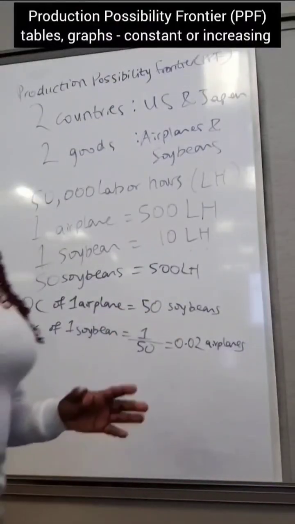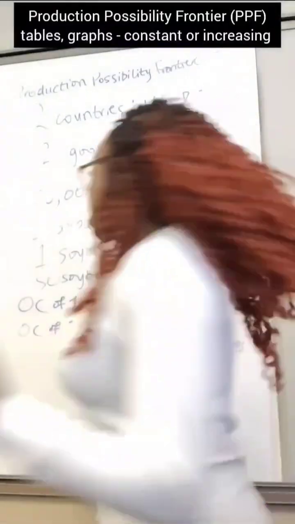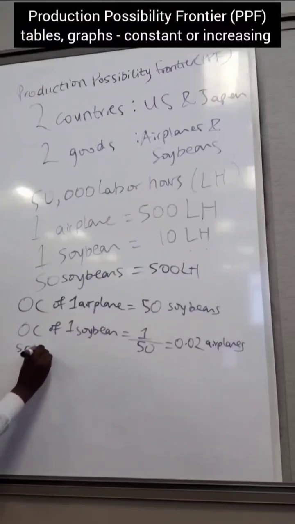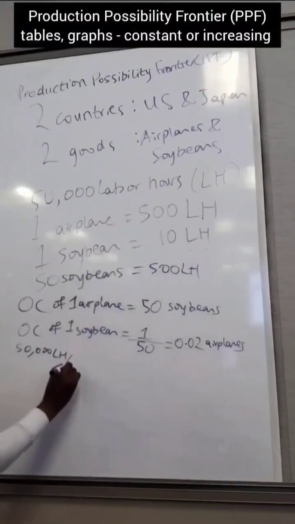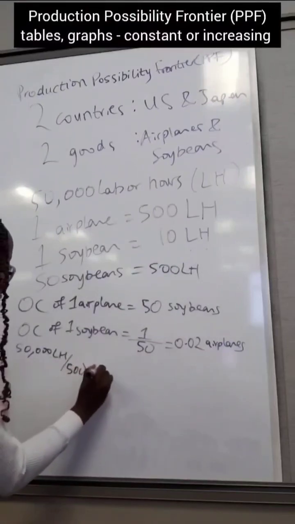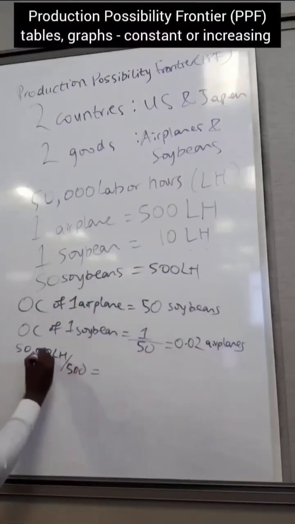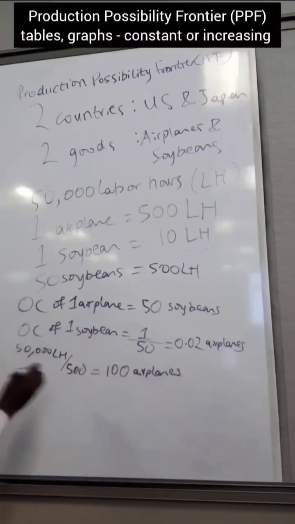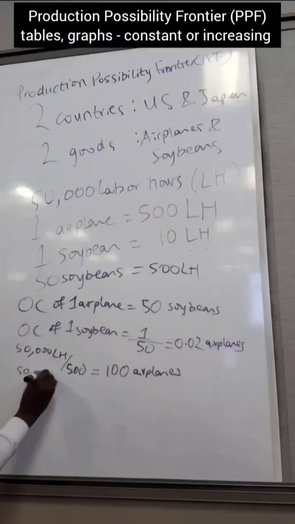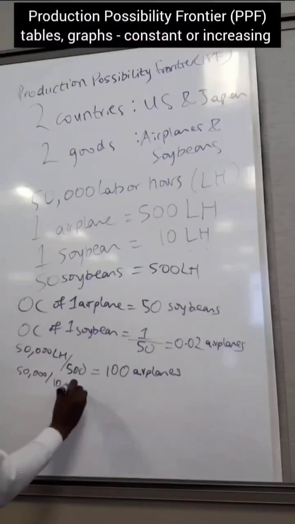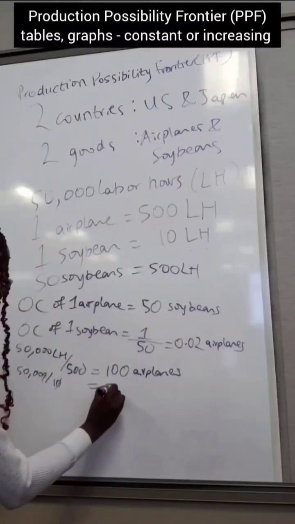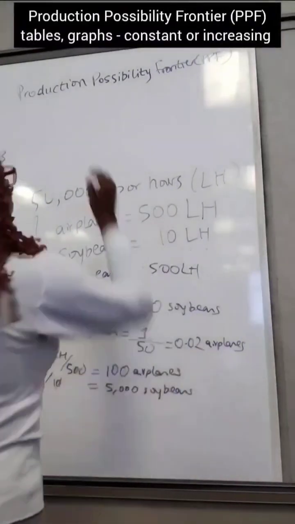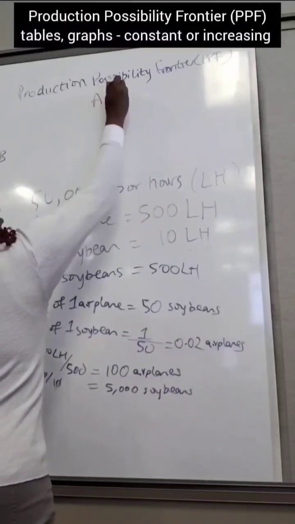So assuming we want to produce the extremes, so only produce one good or the other, assuming you have 50,000 labor hours. The first extreme would be 50,000 labor hours divided by 500 labor hours for airplanes, and that is going to give you a total of 100 airplanes. How about the other extreme? 50,000 labor hours divided by 10 labor hours for soybeans is going to give you 5,000 soybeans.